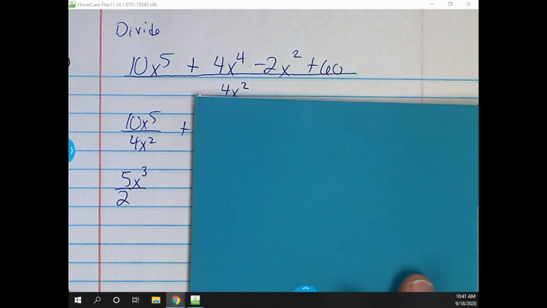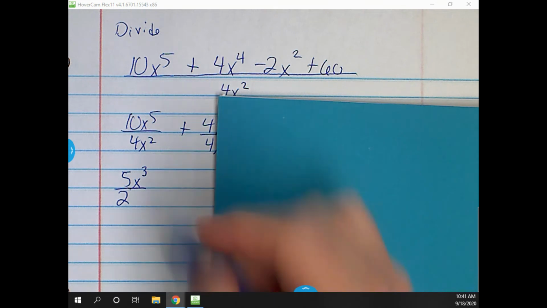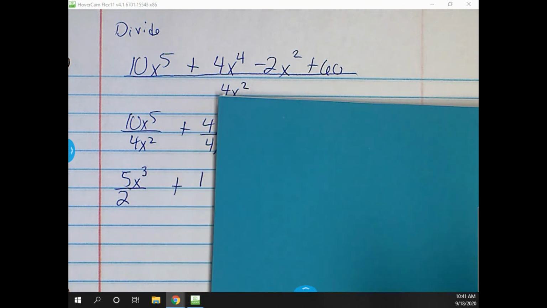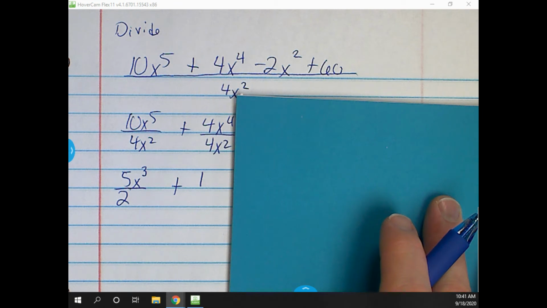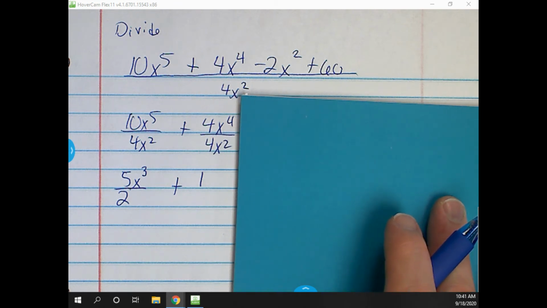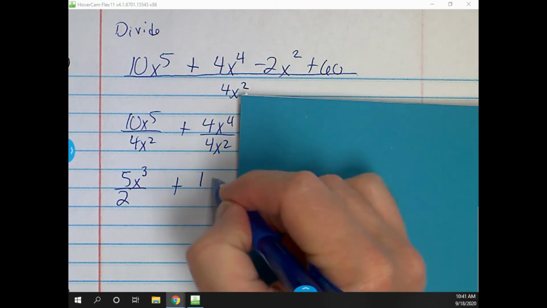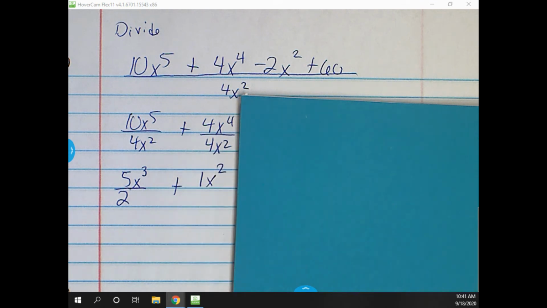Okay, next problem, same thing. 4 divided by 4 is 1. Again, we may or may not need it. Just depends on how many x's we have or what goes on there. So I would say just do it one piece at a time. You've got x to the 4th and x squared. Subtract the exponents. 4 minus 2 is 2. So it's 1x squared. We don't need the 1, but that's fine. We'll go back and get it later if we need to fix it.